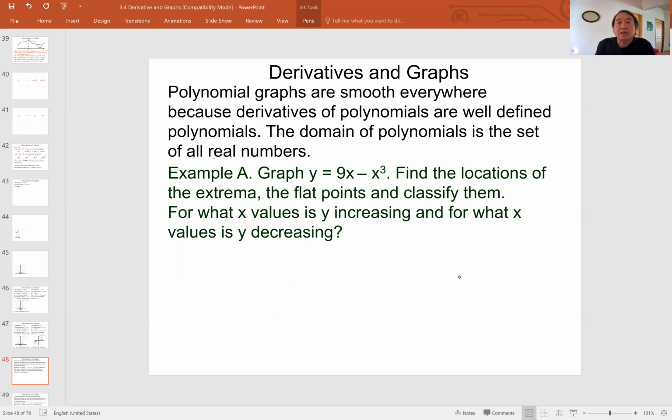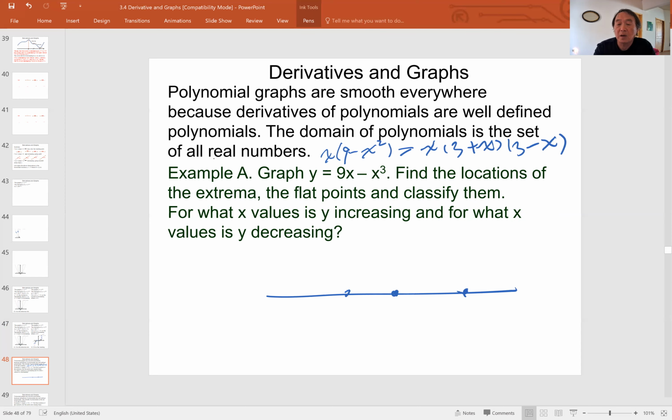Okay, and so let's take a look at how we use this for graphing. Let's look at the graph of the polynomial 9x minus x cubed. First, let's get the sign chart. Take the x out: x times (9 minus x squared), and factor: x(3 plus x)(3 minus x). So I get 3 roots: 0, 3, and minus 3. And the sign chart is going to be minus, plus, minus, plus. Okay, I know that. And here's the graph.